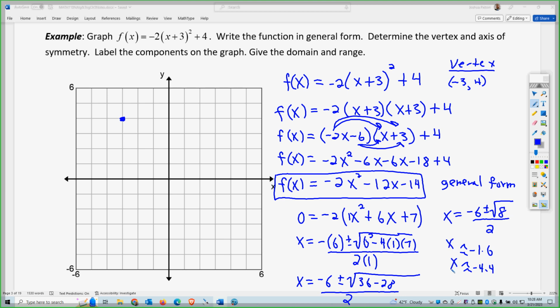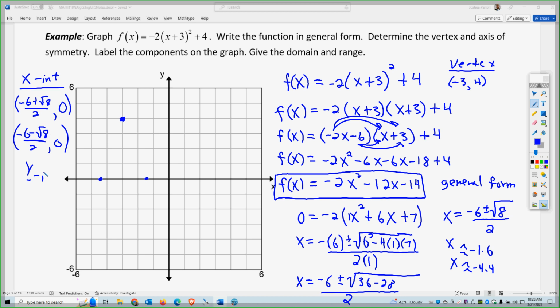All right, so negative 1.6 is about right there. 1, 2, 3, 4, negative 4.4 is approximately right there. All right, so my x-intercepts are, what do we have here? Negative 6 plus root 8 over 2, comma 0, right? And negative 6 minus root 8 over 2, comma 0.